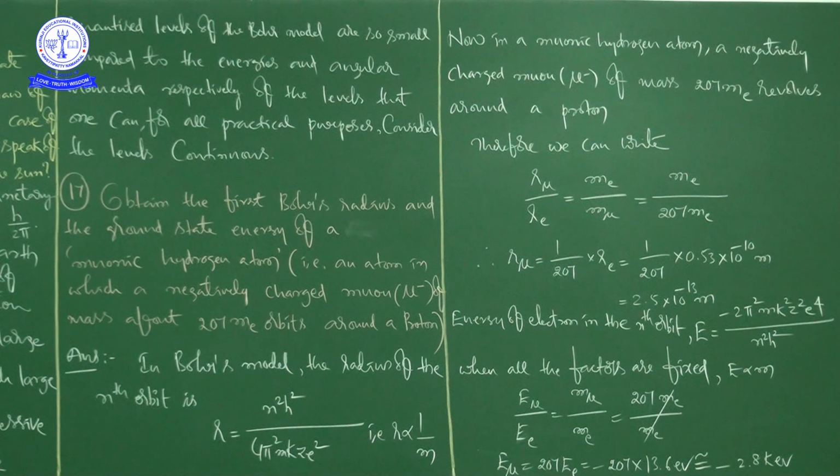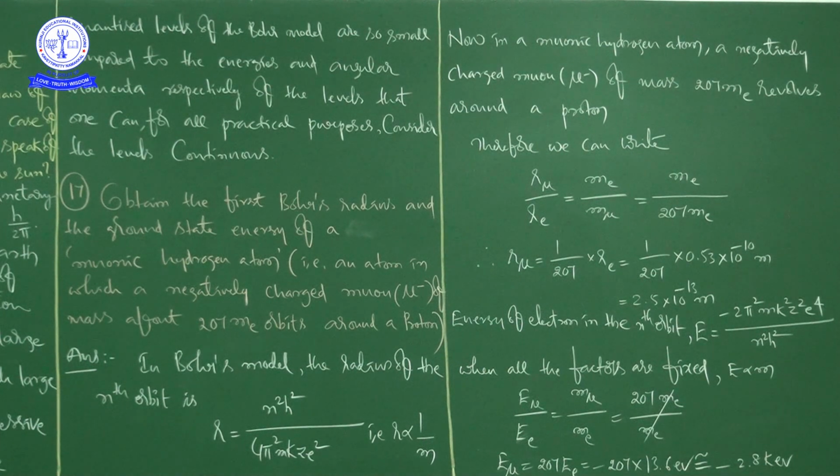So just think of the relation between m and r. r is directly proportional to 1/m. That is, the radius of the orbit is inversely proportional to the mass. So according to the problem, for the mass of the muon, you can say r is directly proportional to 1/m, or inversely proportional to m.